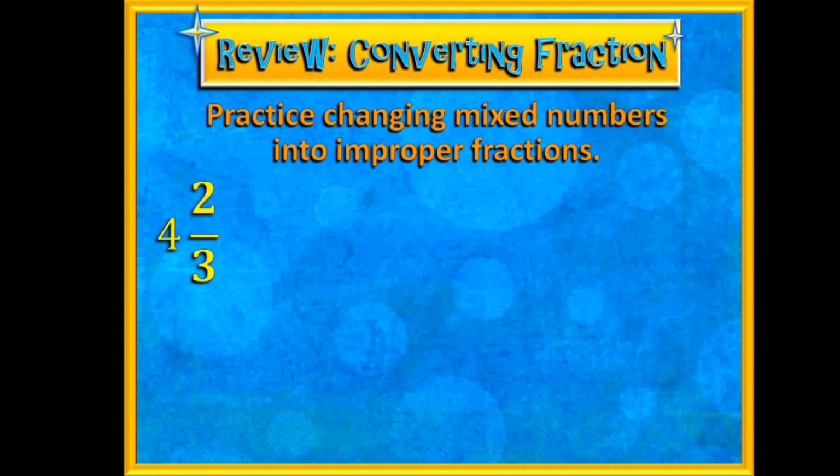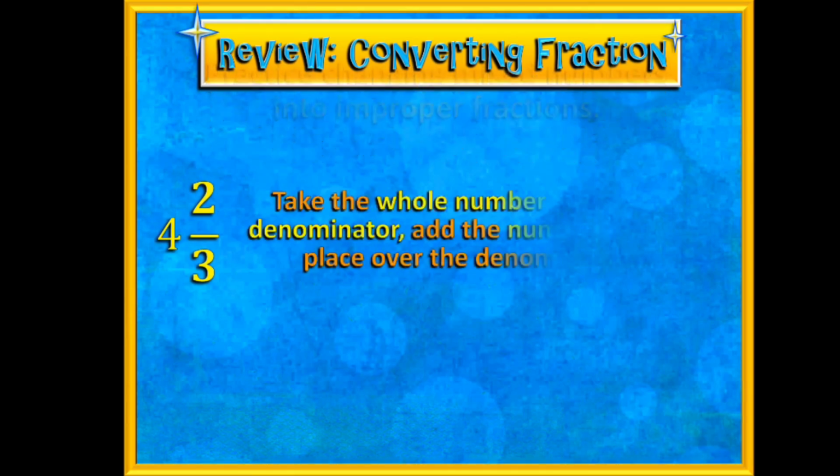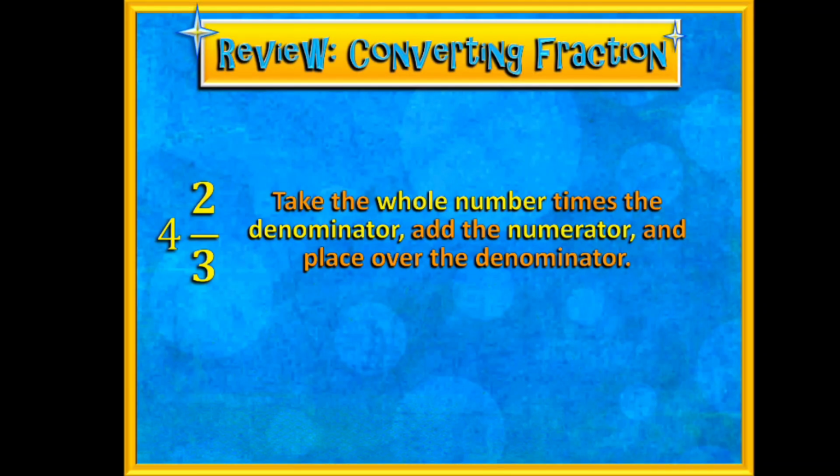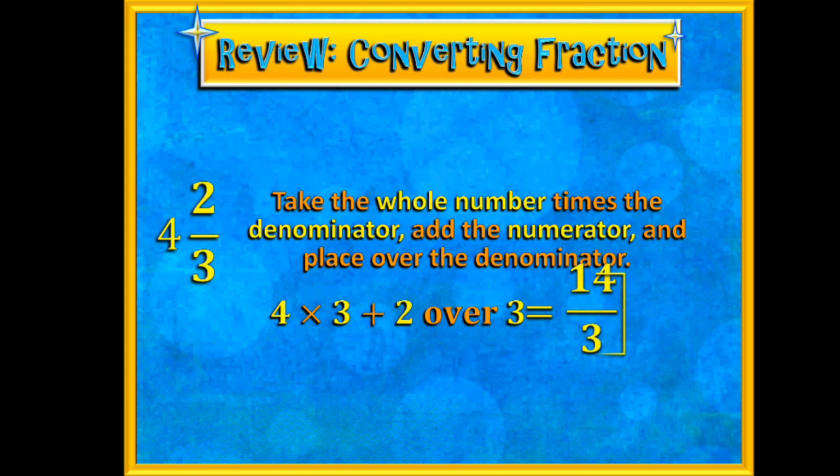And in changing mixed numbers into improper fractions, remember to take the whole number times the denominator and then add it to the numerator and place it over the denominator. How to do that? You can just multiply 4 times 3 plus 2, or you can have 3 times 4 plus 2, and then over 3. Always remember that it should be over the denominator 3. Some of you forgot about the denominator and just answered 14. So please be reminded on this.